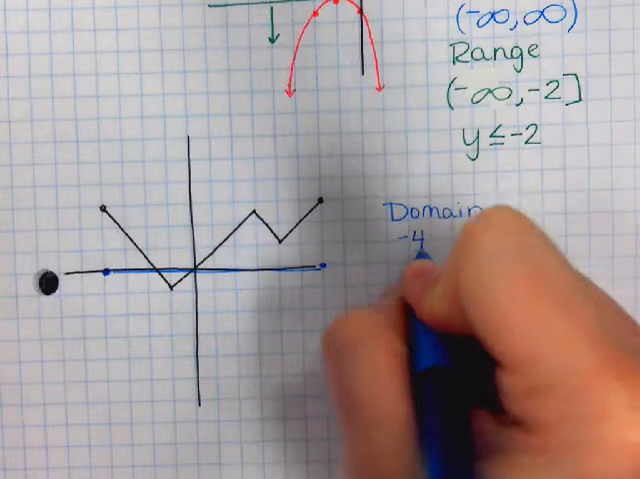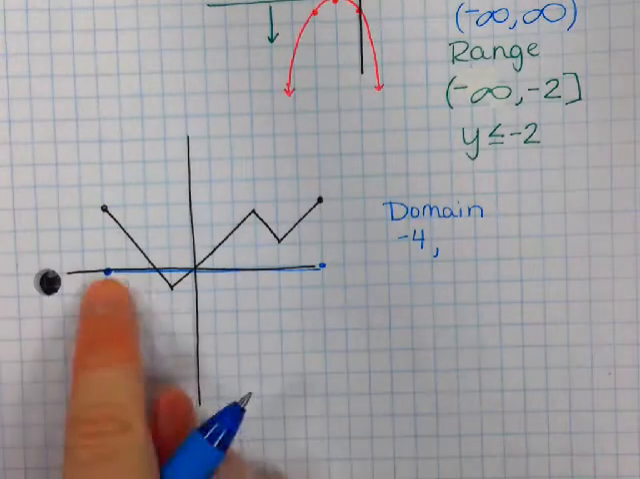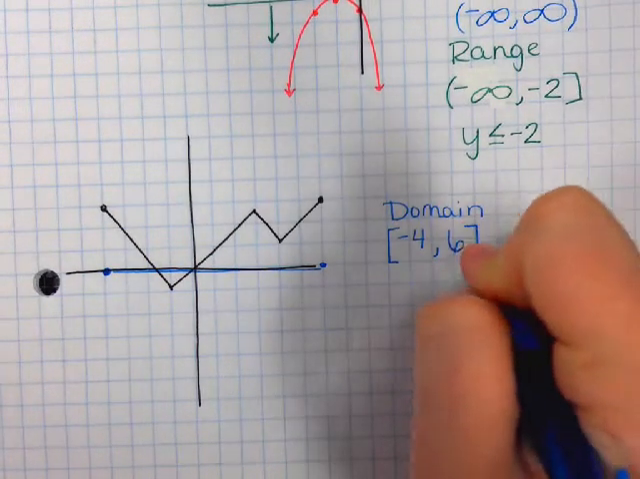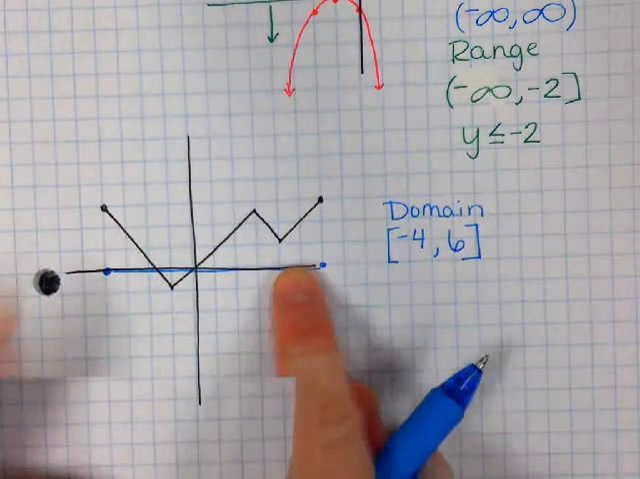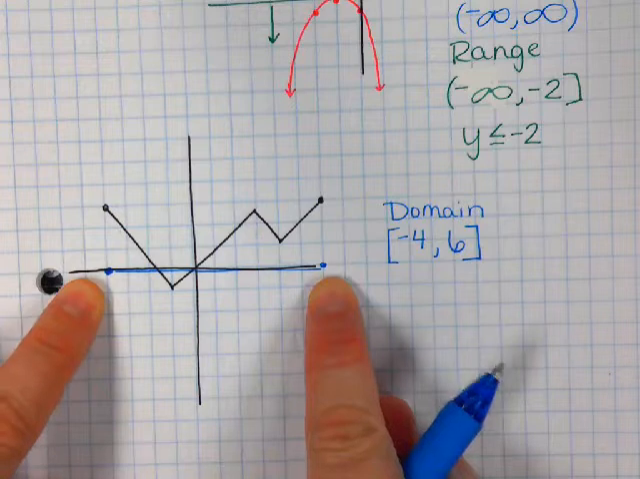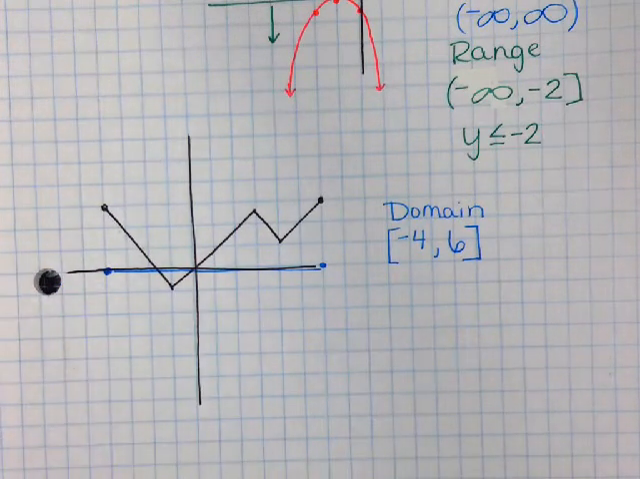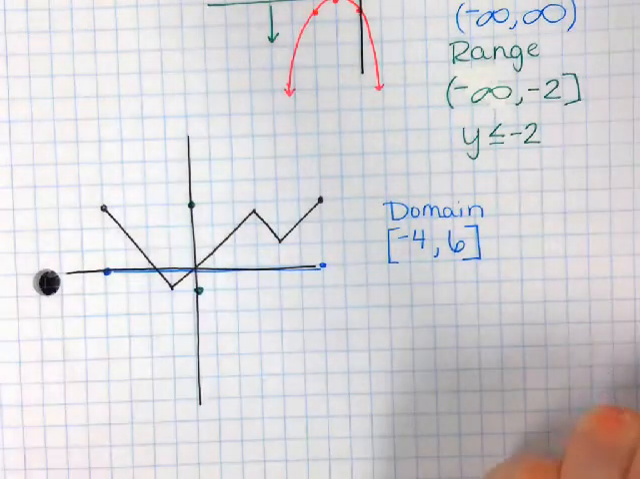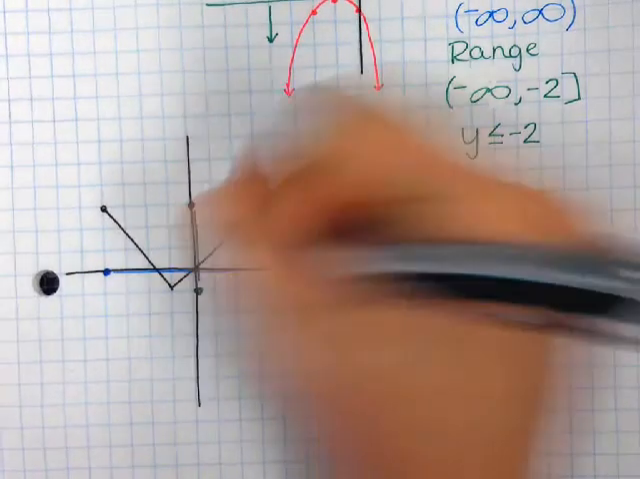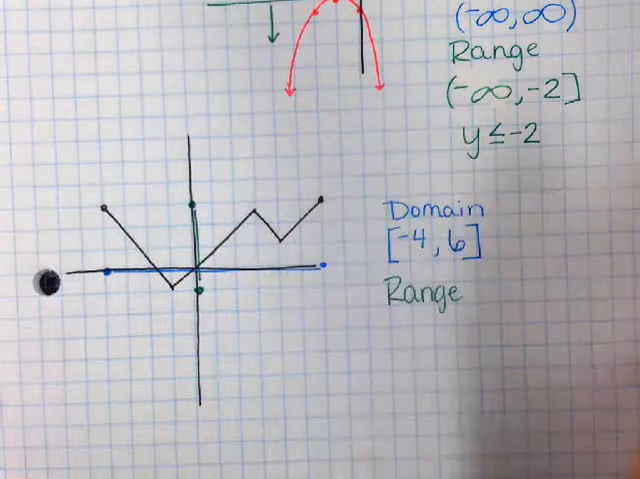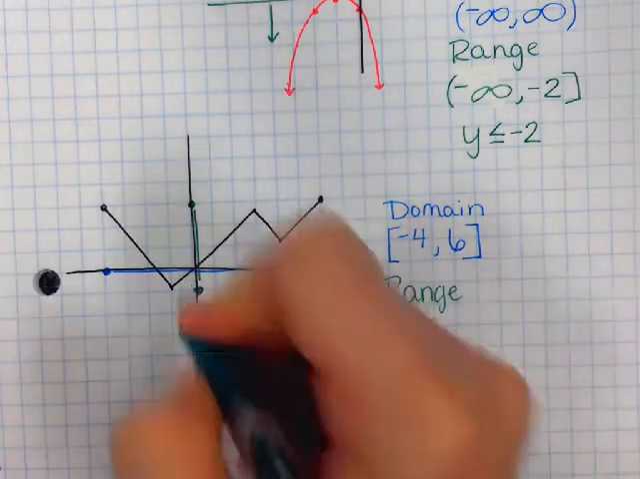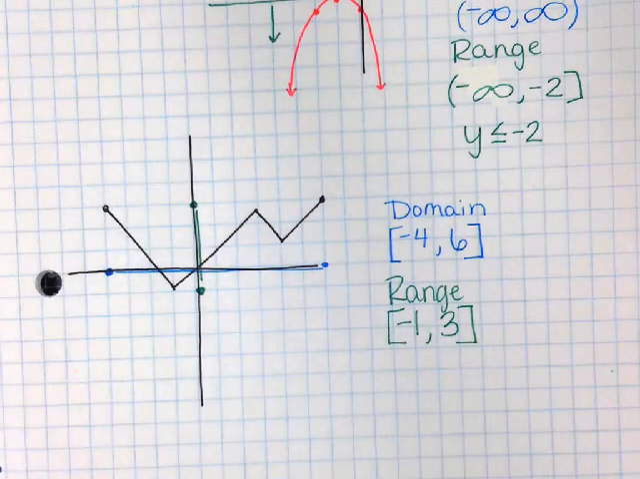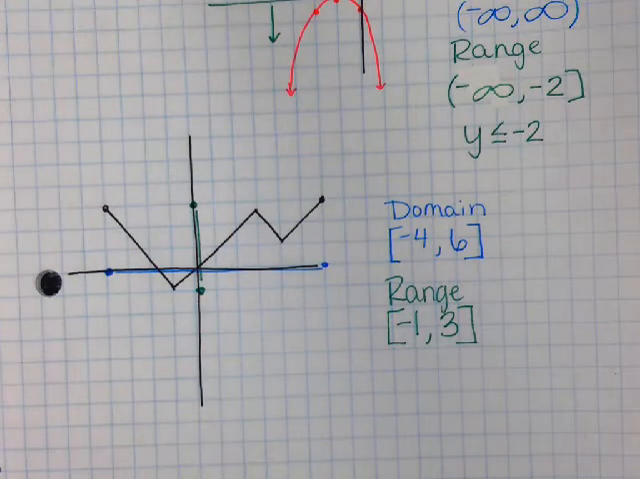So it goes from negative 4, again listing the smaller number first, to 1, 2, 3, 4, 5, 6. So my values for domain are from negative 4 to 6. I just dropped those furthest points down onto the axis so that I could see what values were included. Now for the range, I'm going to do the same thing but pull them over. My values along the y-axis, or for my range, start with the lowest number, which is negative 1, and go to 1, 2, 3. So it goes from negative 1 to 3.